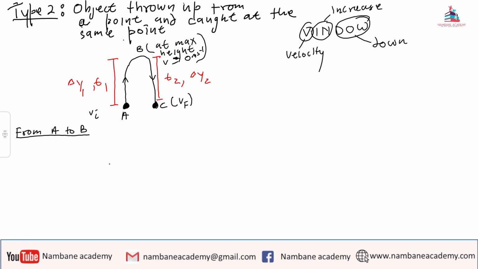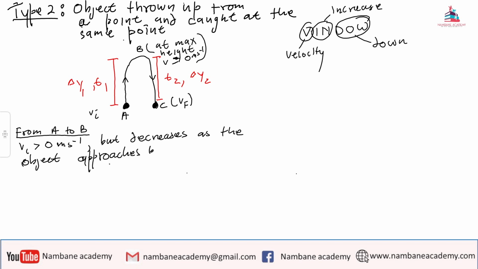So what do we know? V initial should be greater than 0 meters per second. Why? Because we are told that it is thrown up. So for us to throw it up, we must give it an initial velocity. It is not dropped, hence we need now to give it an initial velocity. So V initial is greater than 0, but decreases as the object approaches B. And we did say that because it's moving up.